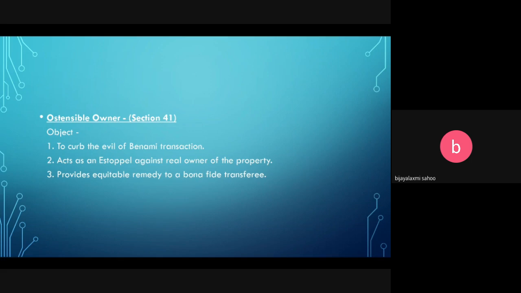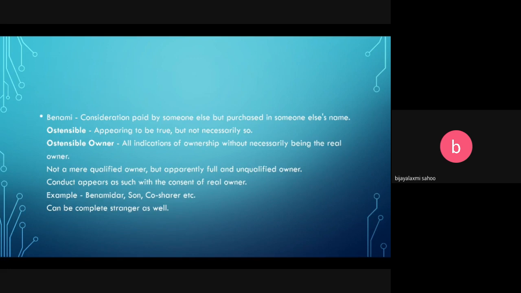And it also provides an equitable remedy to a bona fide transferee who has acquired the same for consideration without having notice of the fact that the real owner is another person, and the person who is now transferring is only an ostensible owner. We have discussed many times what an ostensible owner is. So ostensible means appearing to be true but not necessarily so.